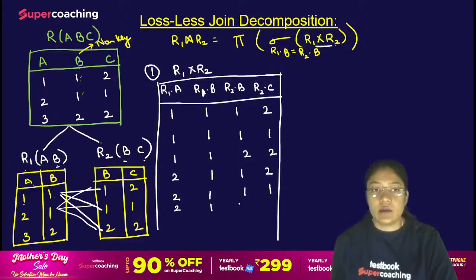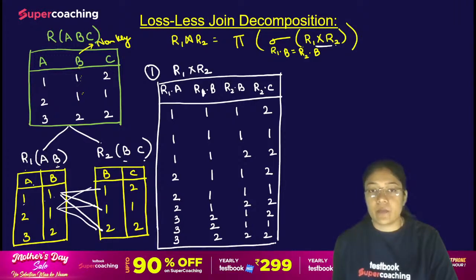Two, 1, and 2, 2, we have 3, 2, 3, 2, 3, 2. Now is it clear? So what I have done here is I have taken the cross product. This is step 1. We have taken the cross product.